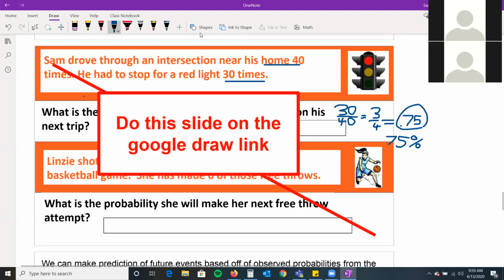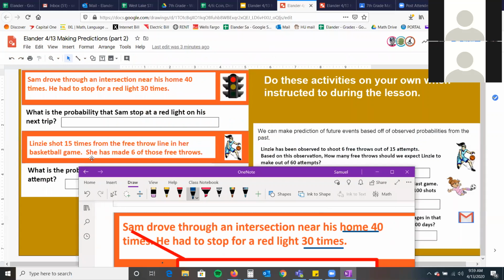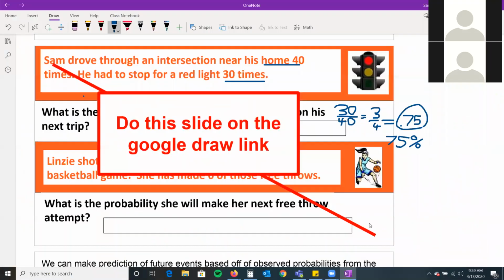Okay, all right. And then it says Lindsay, she was shooting a basketball. She shot 15 times from the free throw line in her basketball game. She has made 6 of those free throws. What is the probability she will make her next free throw attempt? Once again, she's made 6 out of the total 15 shots that she's taken. I want you guys to find your answer there. Use a calculator if you need to, and post it in the chat and on your slide here real quick.